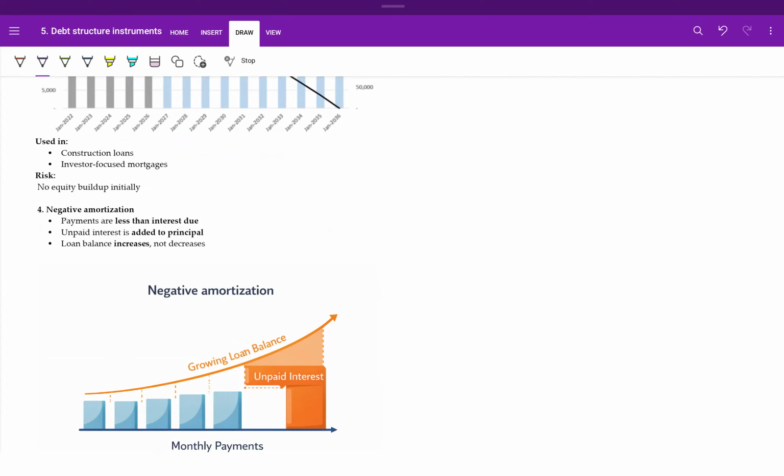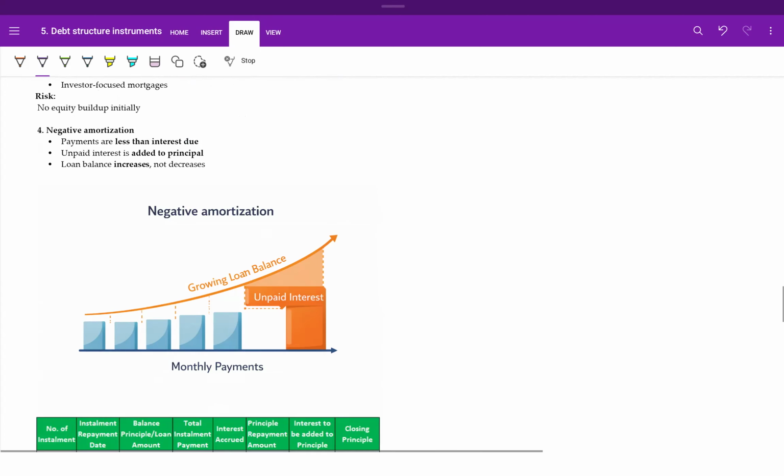So now the next kind of amortization is negative amortization. As the name signifies, negative amortization is one of the riskiest loan structures. The key characteristic here is that the payments are less than the interest due. I'm not even paying the interest. The unpaid interest is added to the principal, and the loan balance increases instead of decreasing. So you have said this is my EMI, with an interest component and a principal component, but I am not even paying my interest component.